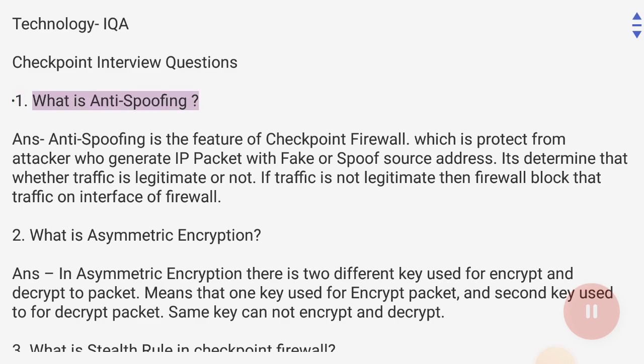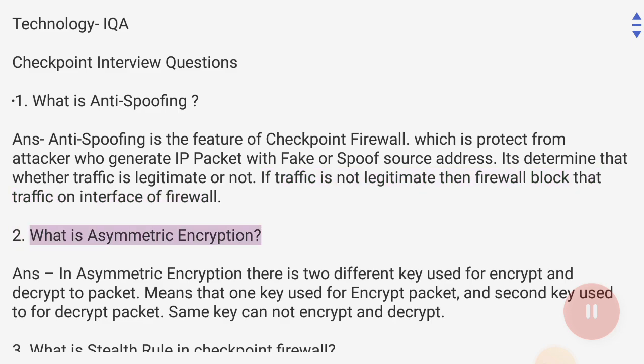1. What is anti-spoofing? Answer: Anti-spoofing is the feature of Checkpoint Firewall which protects from an attacker who generates IP packets with a fake or spoofed source address. It determines whether traffic is legitimate or not. If traffic is not legitimate, then the firewall blocks the traffic on the interface of the firewall.